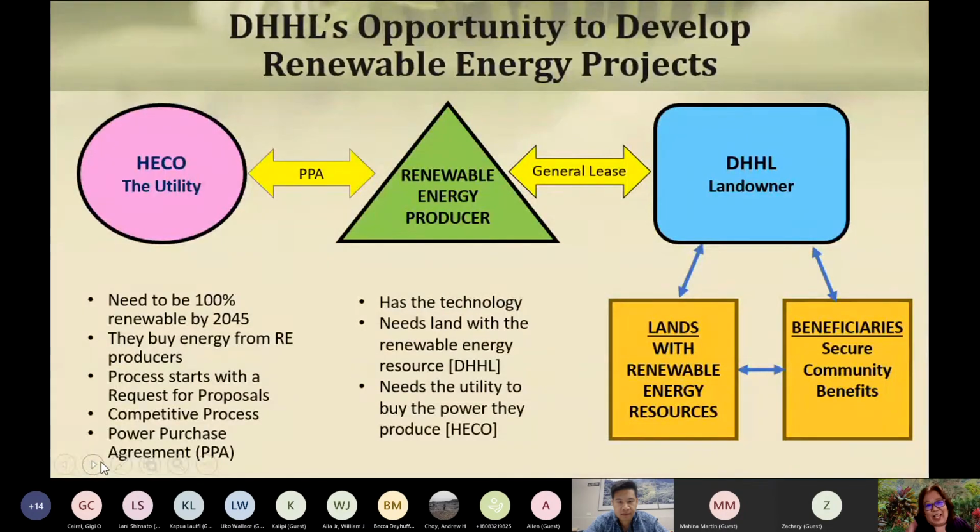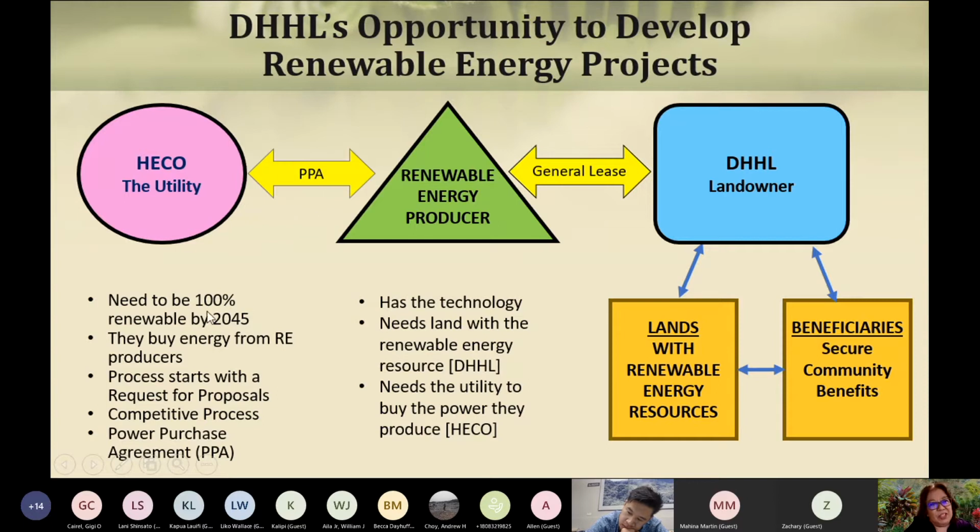So I know this is just a conceptual schematic, but renewable energy development and the department getting involved in it is a little different kind of situation than what we're used to, because there's really the utility that's involved here, and there's a renewable energy producer that's involved, and then also DHHL. So I just like to explain this because we're not used to this kind of configuration where we have multiple entities on the table that we have to keep track of.